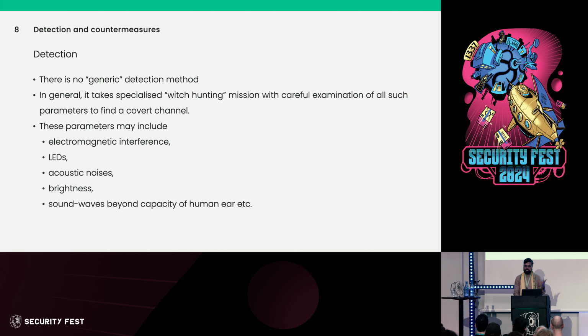It can be LEDs. There was one paper where someone was able to leak data out of routers by blinking the LED in some specific pattern. It may be acoustic noise. There was one more paper which used acoustic noise to leak encryption keys out of a laptop. It may be brightness of screen, it may be brightness of some LED, some other light, or maybe sound wave beyond capacity of human ear.